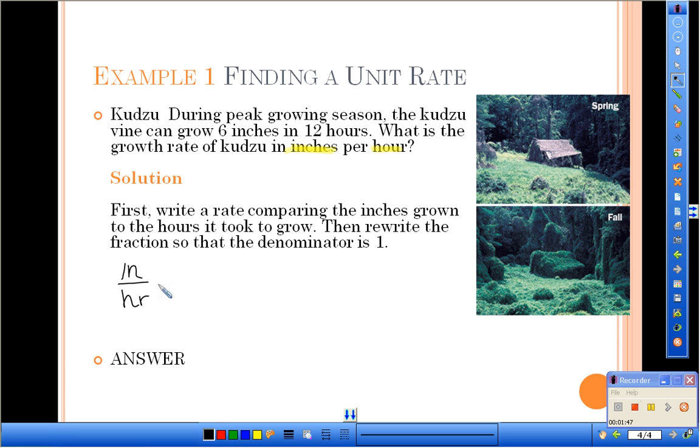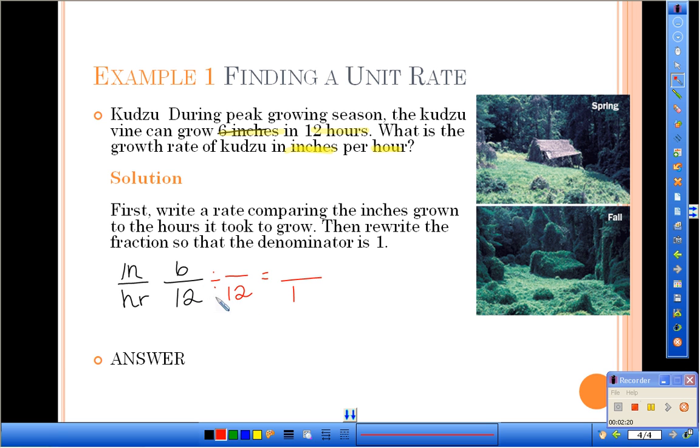to hours. Next, we're going to go back to our problem and find the numbers that correspond with each unit. So we have 6 inches and 12 hours. So I'm going to plug in a 6 in the inches position and a 12 in the hours position. Next, we're going to rewrite the fraction so that the denominator is 1. And the only way to do this is to divide by the same number that's in the denominator. 12 divided by 12 will give us that 1 that we're looking for.